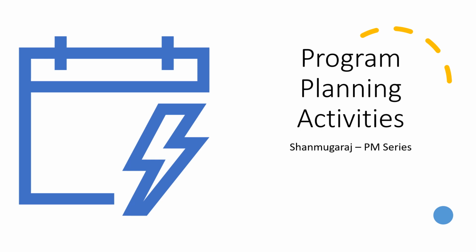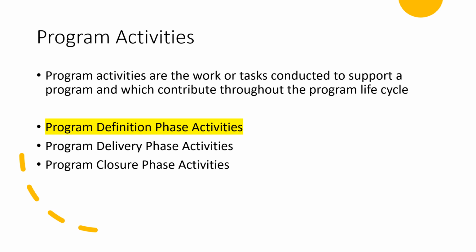Today's topic is program planning activities. If you are following my channel, particularly on program management videos, you would know that we already discussed five important domains of program management. There were six components as part of the standard of program management, as given by PMI. The first five components are the five domains, like performance domain or program lifecycle. We already discussed them.